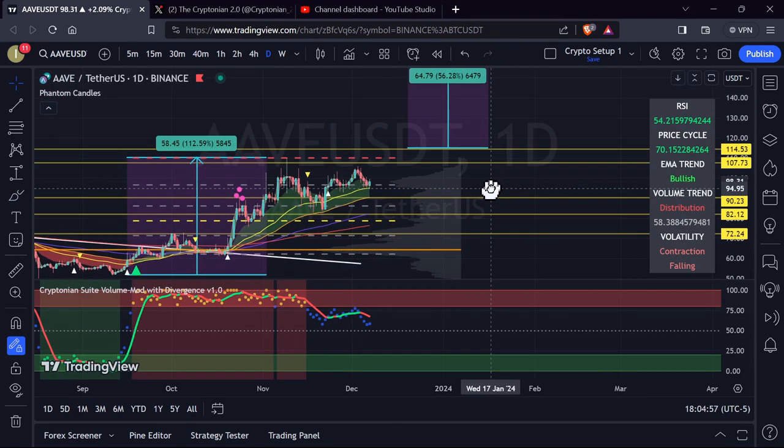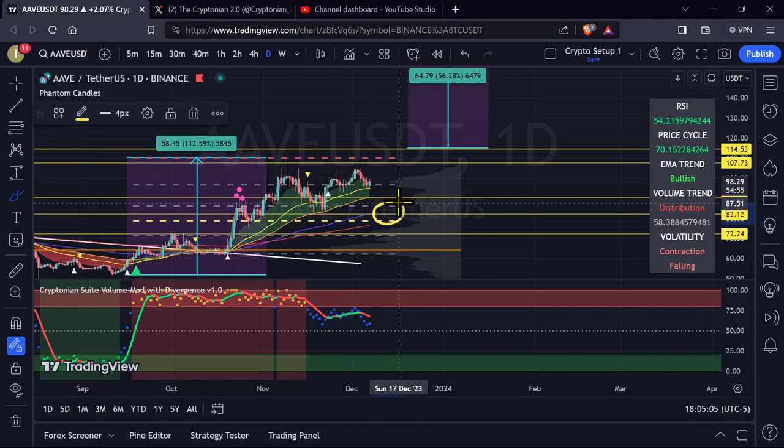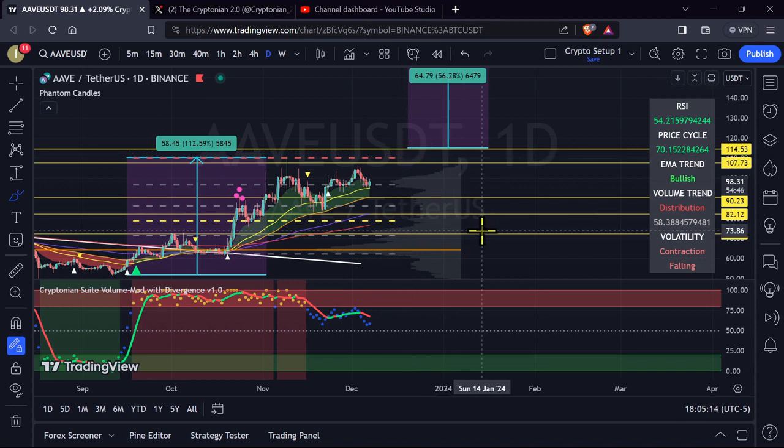That being said, that's the downside target, right? About 80 to 86 in this area. That's where significant support is. The upside potential is if Bitcoin continues to go higher, if Ethereum continues to go higher, if this market continues to go higher, then I'm expecting AAVE to move higher as well.